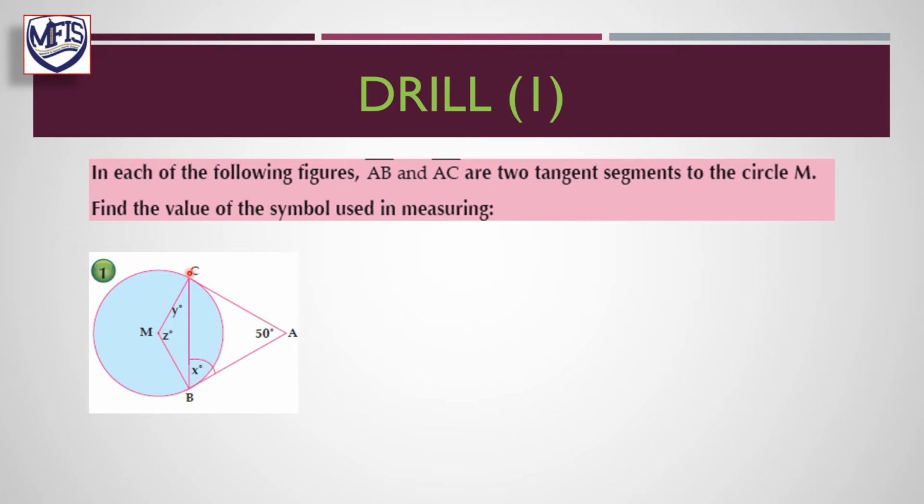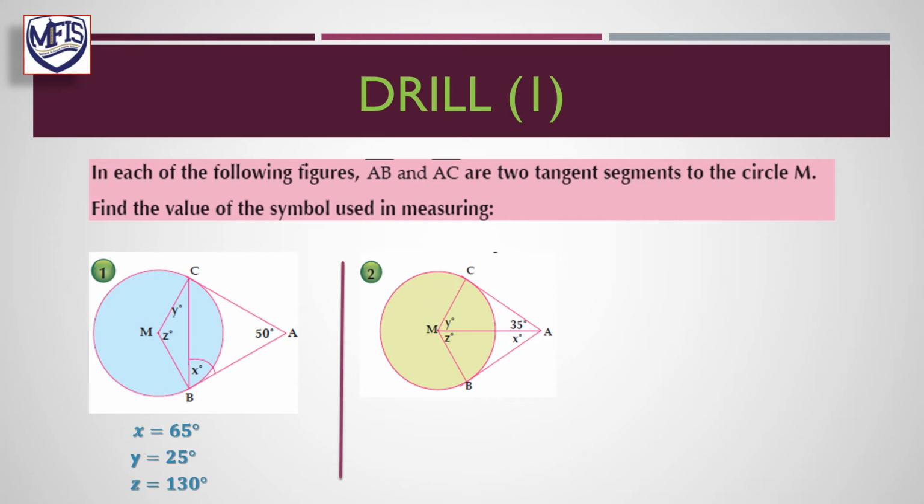Now I can find the value of Z because triangle CMB is an isosceles triangle, because two sides of this triangle are two radii of the circle. Now measure angle Z equals 180 minus 2Y. So X equals 65, Y equals 90 minus 65 equals 25, and Z equals 180 minus 50 equals 130. Now number 2.